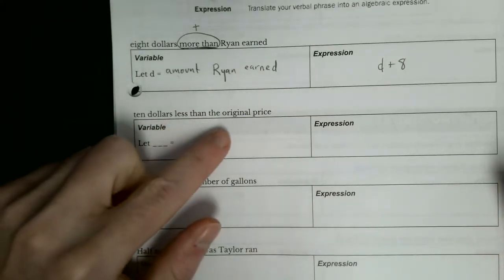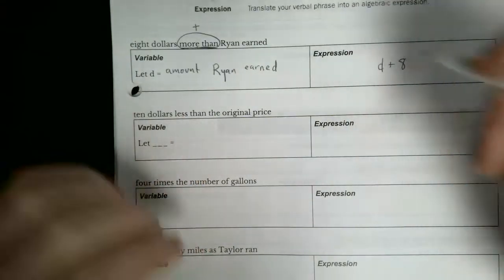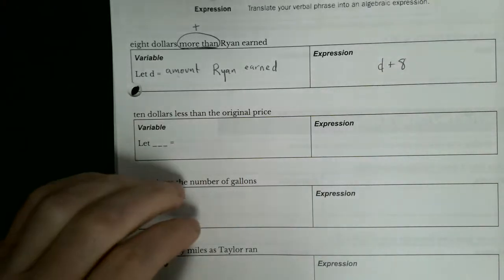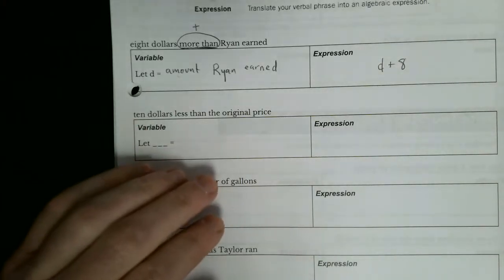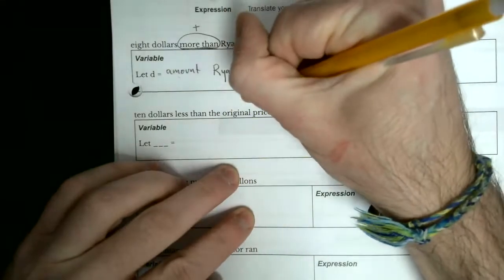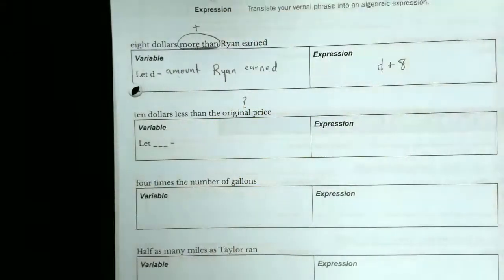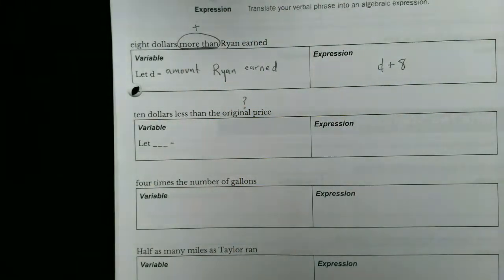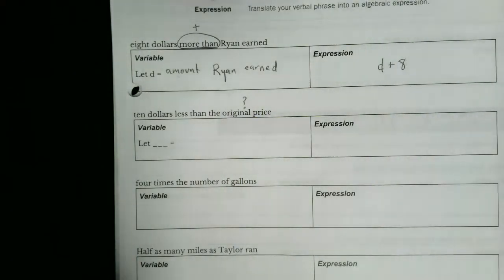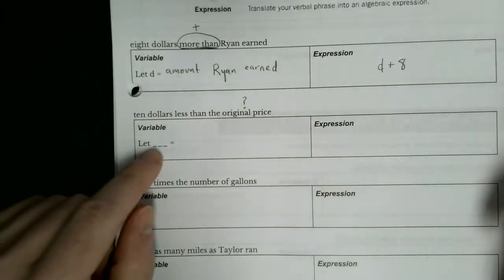$10 less than the original price. Well, the first thing is to think what amount do we not know? I'm actually going to put a question mark above that. I don't know the original price. I don't know it at all. That's a number, but it's a number I don't know.